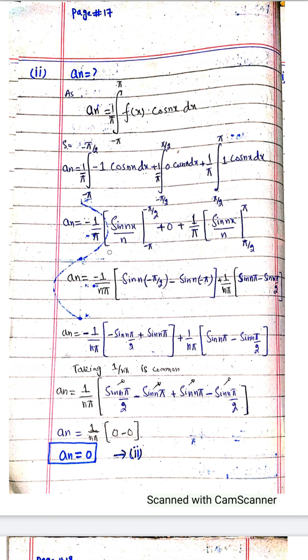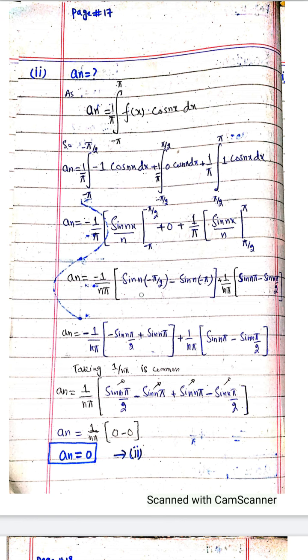We will apply the limit. So sin nx, we will put the limit in x, so this is sin n, and we will apply the limit here in x, so minus pi by 2, minus sin n minus pi, plus 1 over pi, 1 over n pi. This n is multiplied with pi, so 1 over n pi. Apply the limit: sin n pi minus sin n pi by 2. So aₙ is equal to minus 1 divided by n pi.